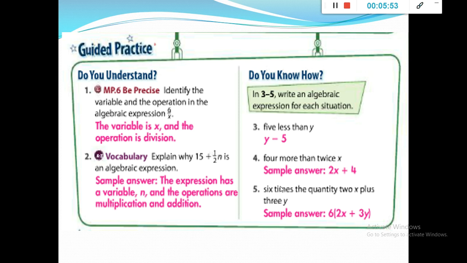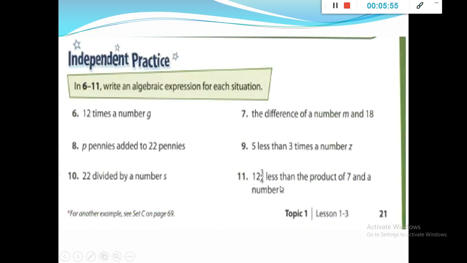Now let's go to more deep questions. Now here we start.